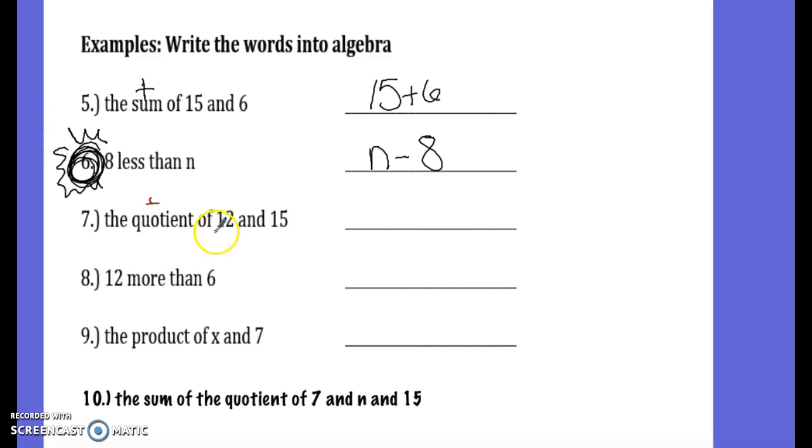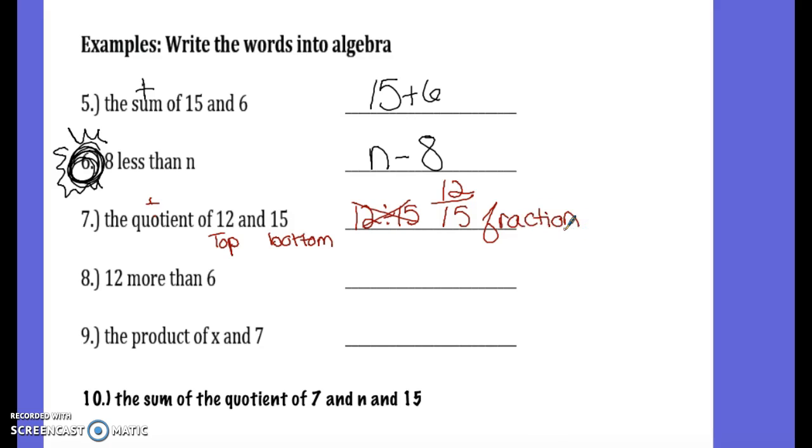This comes first, so this goes top, and this goes bottom. We are in 8th grade now, so we need to write our division not like this, 12 divided by 15. I don't want to see that. I want to see 12 divided by 15 as a fraction.